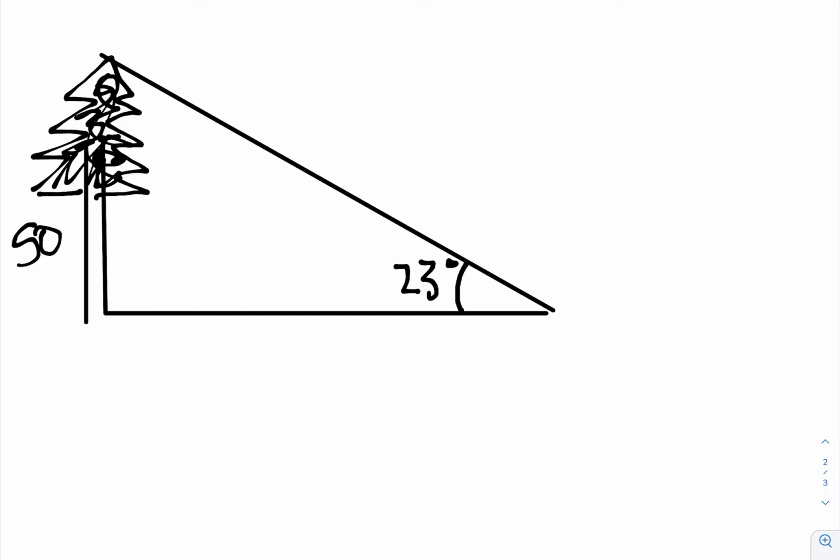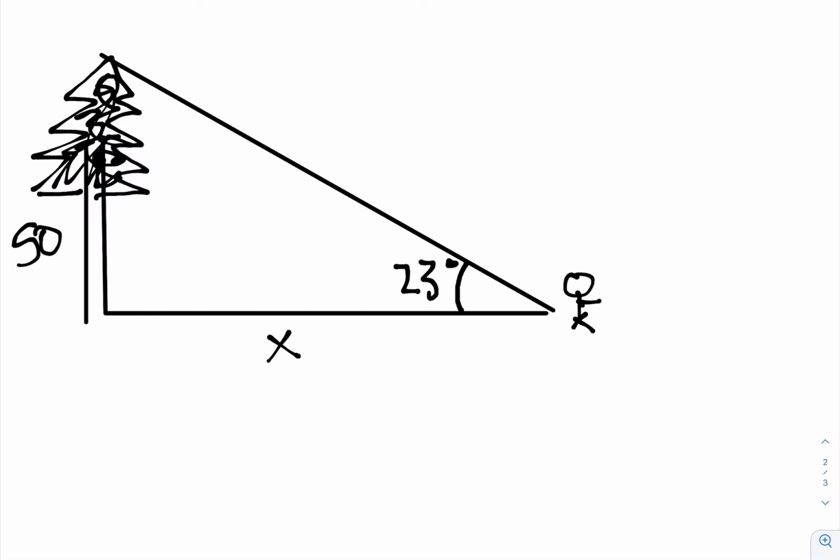Maybe the question's saying how far away is the person standing from the base of the tree? So if this was the person here, they're looking up at an angle of 23 degrees to see the top of the tree, which is 50 meters off the ground. We're looking for how far away this person must be. And just from knowing those two things, we can figure out how far the person must be standing. So let's call this x.